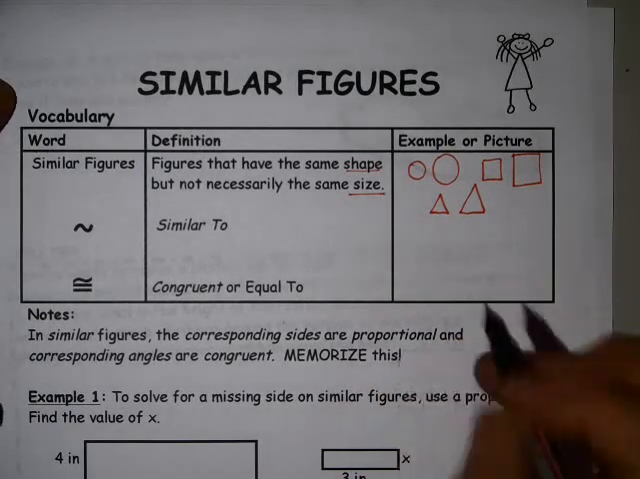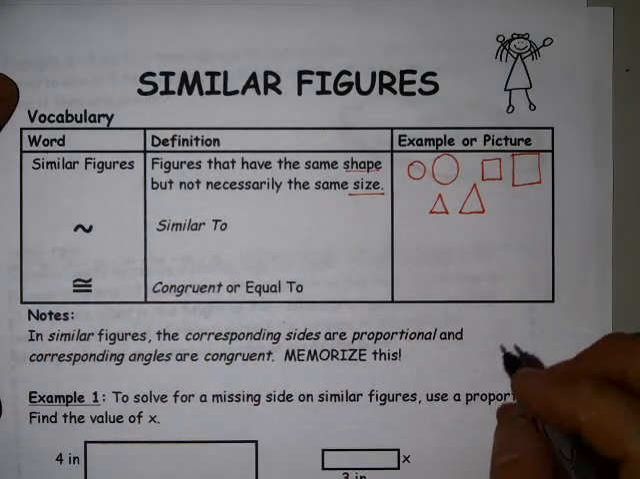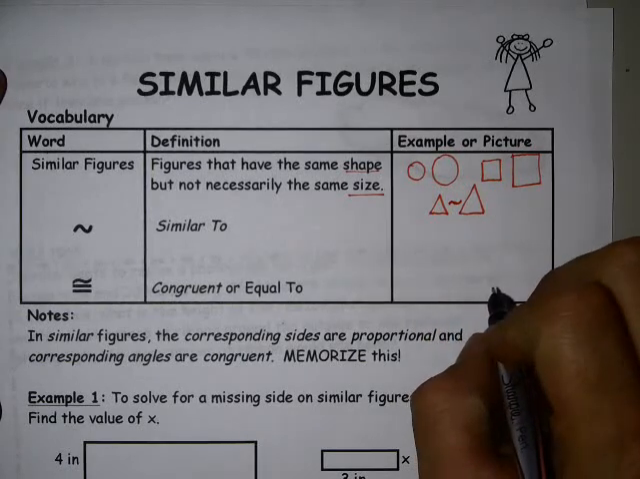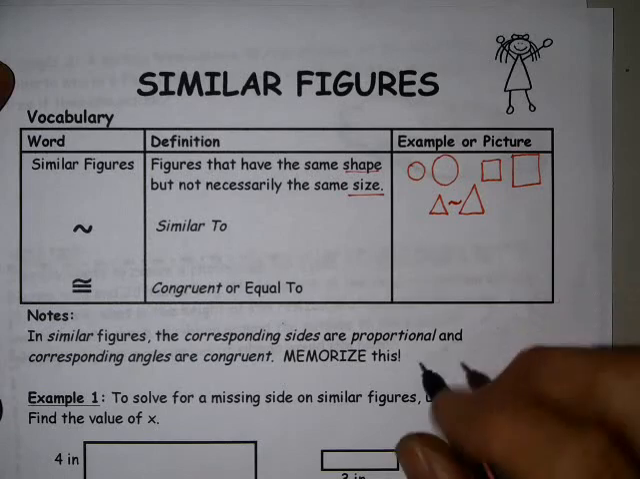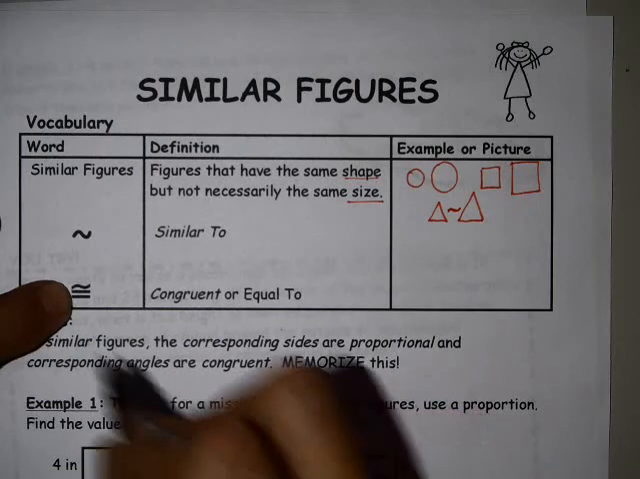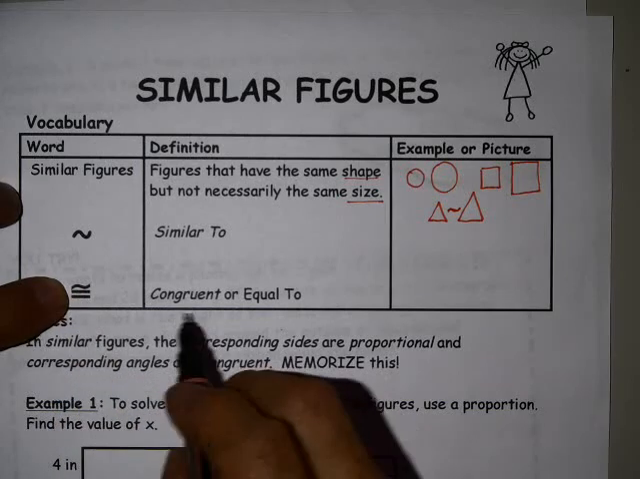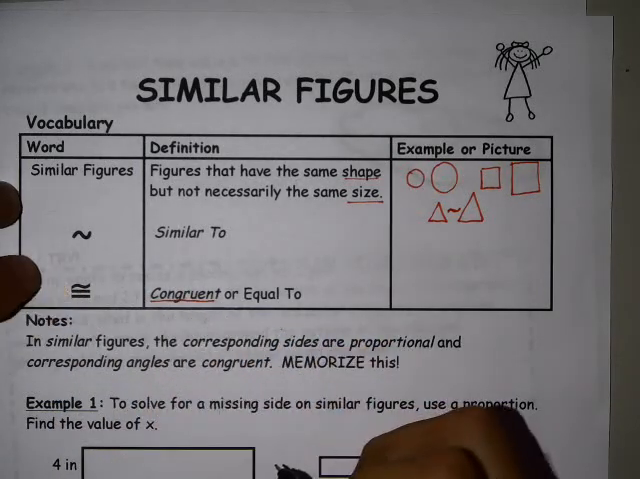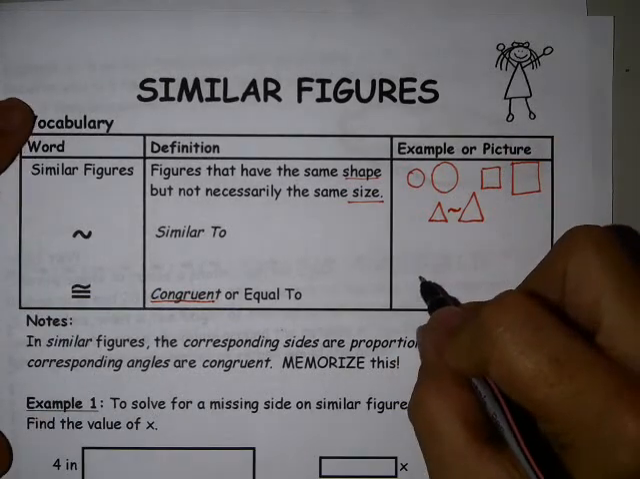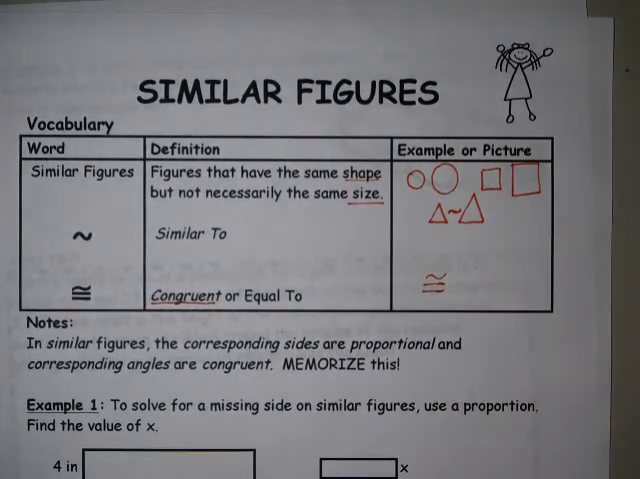The symbol that we use for similar is this one right here, a little squiggly looking equal sign, and that means similar to. So if I put a little squiggly line between those, that means those two shapes are similar to each other. And then the other symbol we want to look at is this one right here, which is an equal sign with the similar symbol above it, and that means congruent or equal to. There's not really examples for those other than if you wanted to write that in between two numbers or two shapes, that would work.